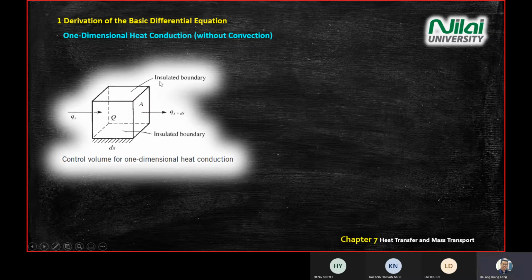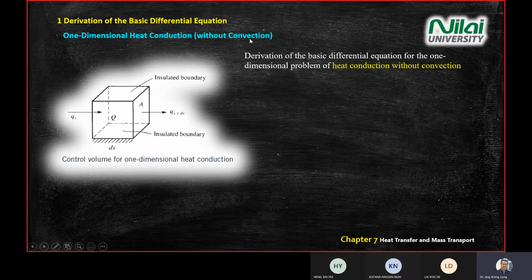Now the first one we will look at is heat transfer through conduction. You know that in thermodynamics, you have a few mechanisms of heat transfer. The first one is conduction, the second is convection, and the third is radiation. For this module, we won't look at radiation. We'll look at conduction and convection, these two mechanisms.